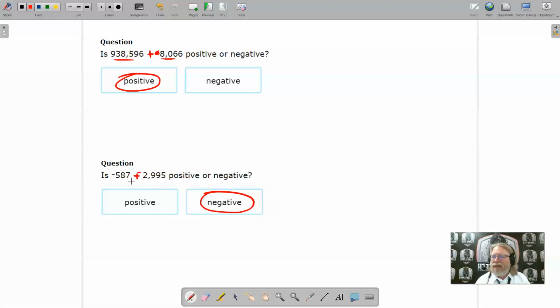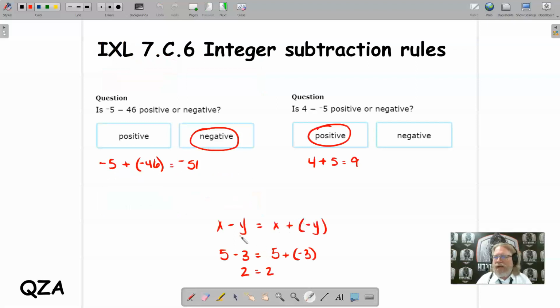So we don't actually have to solve and get an answer on this activity. We're just determining whether the answer is going to be positive or negative. The best way to determine that is to convert each of the subtraction problems, like x minus y, over to addition problems, like x plus negative y. That way we can apply the rules that we learned in adding integers in order to determine if the answer is going to be positive or negative.